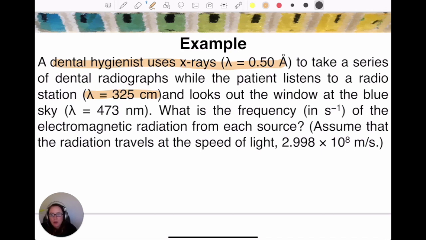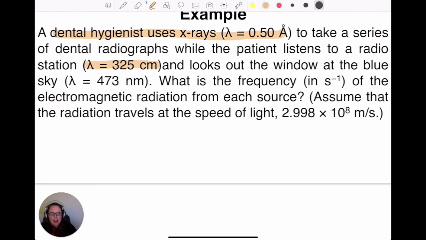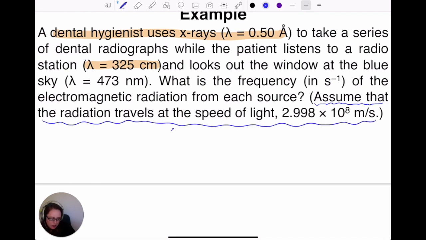And we want to assume that the radiation is traveling at the speed of light, 2.998 times 10 to the 8th meters per second. So here it is very explicit. But this is a general assumption unless stated otherwise.